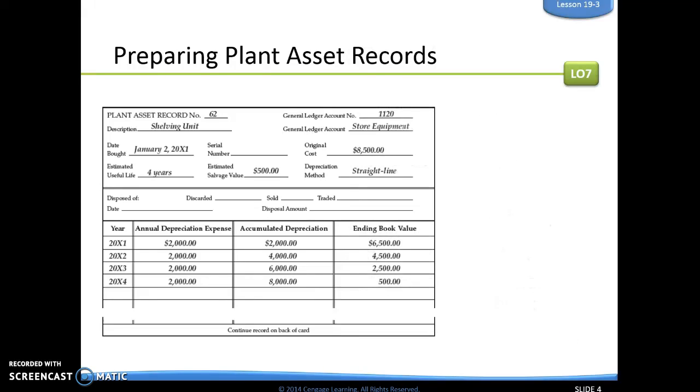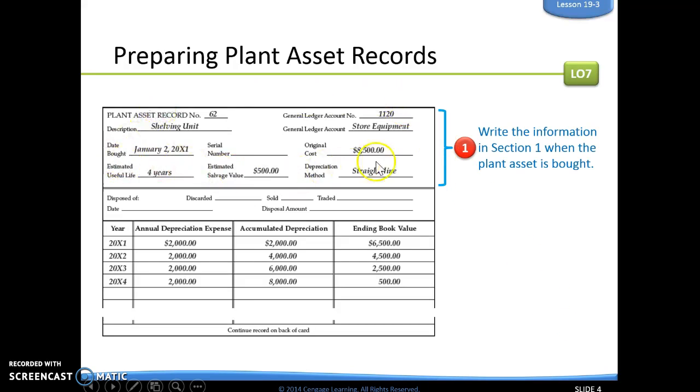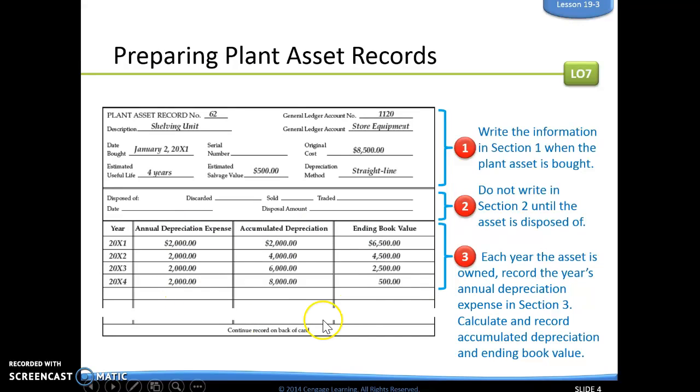This is an example of what a plant asset record sheet is going to look like. So when we look at this top section, this is our section 1. So this is what's filled out when we buy our plant asset. This tiny little middle section, this is our section 2. We don't fill this section out until we dispose of that asset. And then section 3 is going to be where we're going to record the depreciation and book value for that plant asset. So really we're going to fill in 1, 3, and then 2.